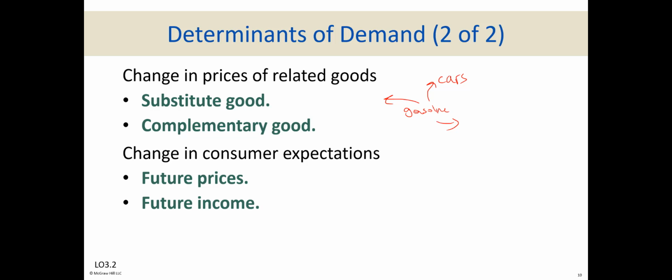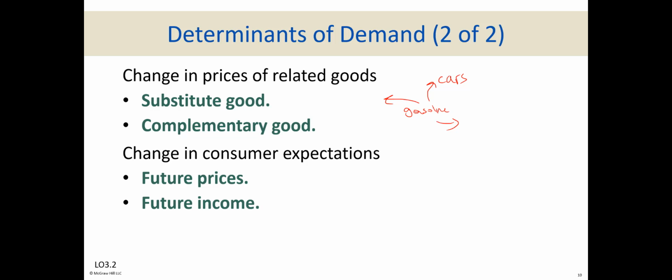Complementary goods are goods that we consume jointly. It isn't beneficial to have one without its complement. So when the price of one complement increases, the demand for the other complement decreases. And when the price of one complement decreases, the demand for the other complement increases. Some examples could be cell phones and cell phone services, tuition and textbooks.